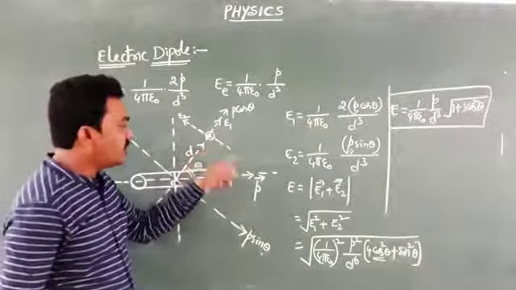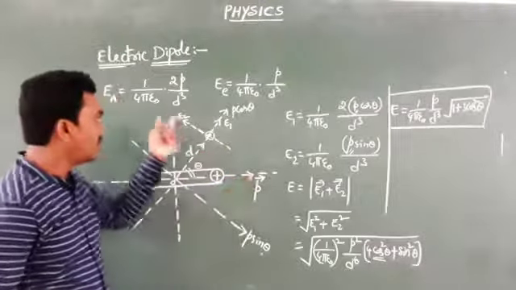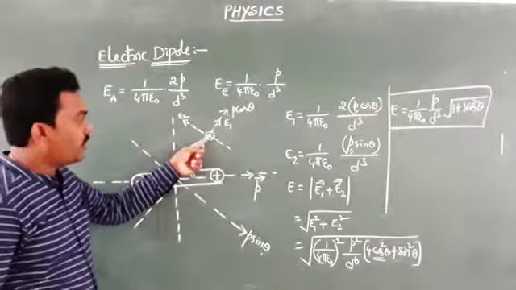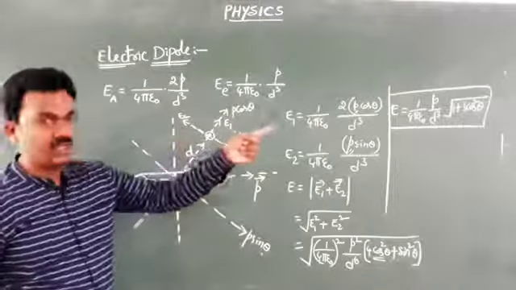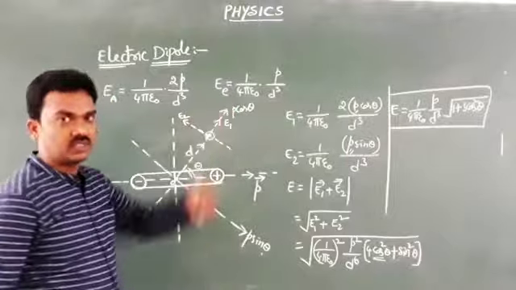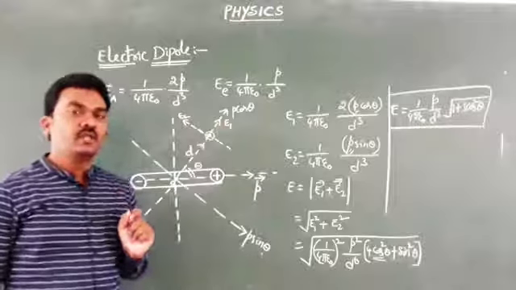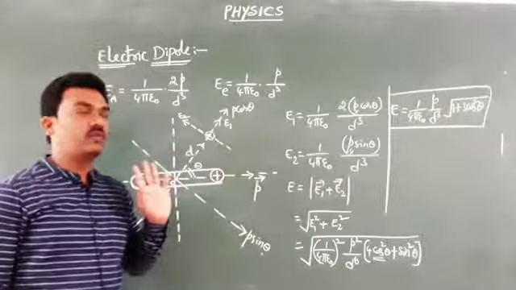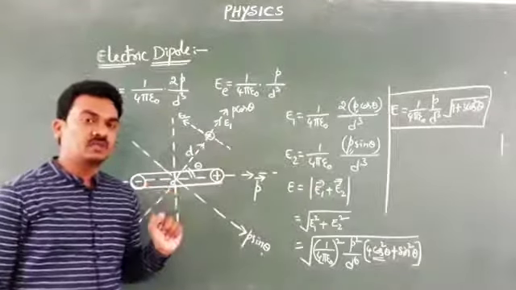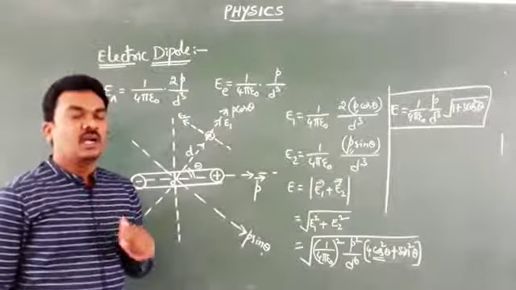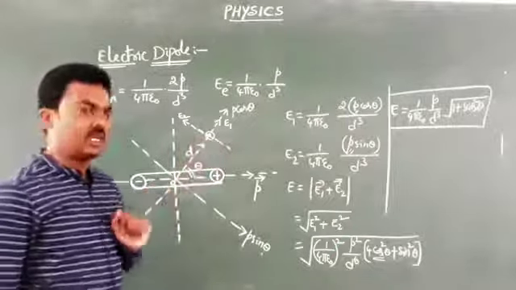Sir, my point is on the axial line. Then you have to put theta equal to 0, and you will come across this equation. Sir, my point goes to the equatorial line. Then theta equal to 90 is put in that equation, and you will come across this equation. So the electric field intensity due to an electric dipole at a general point is 1 by 4 pi epsilon naught into p by d cube into square root of 1 plus 3 cos square theta. Of course, field intensity is a vector physical quantity, so along with the magnitude, there is direction.